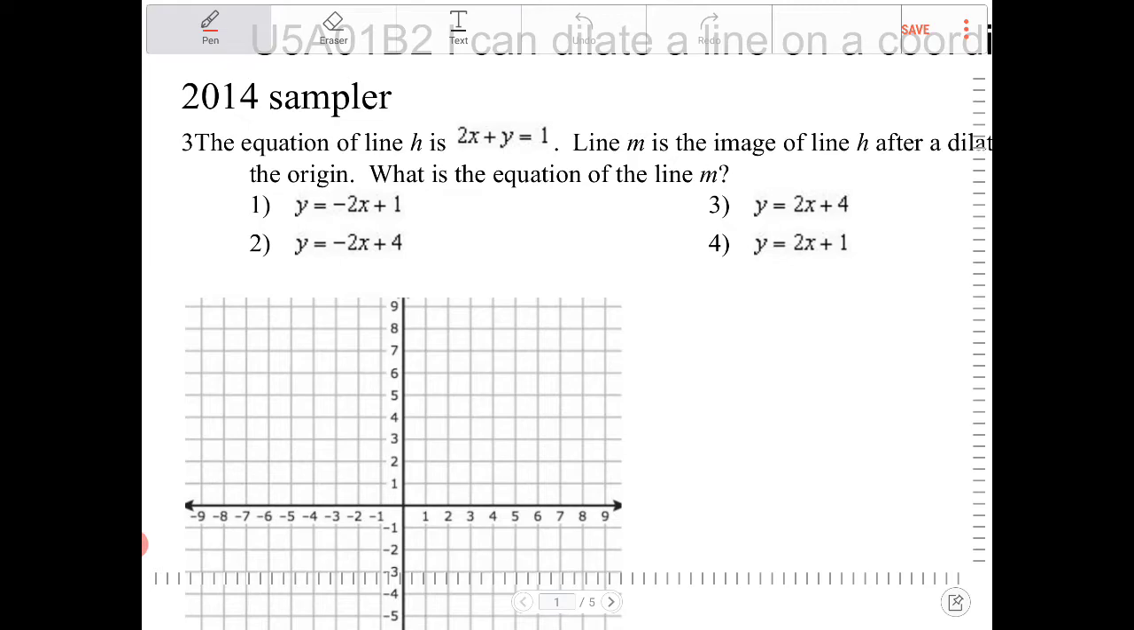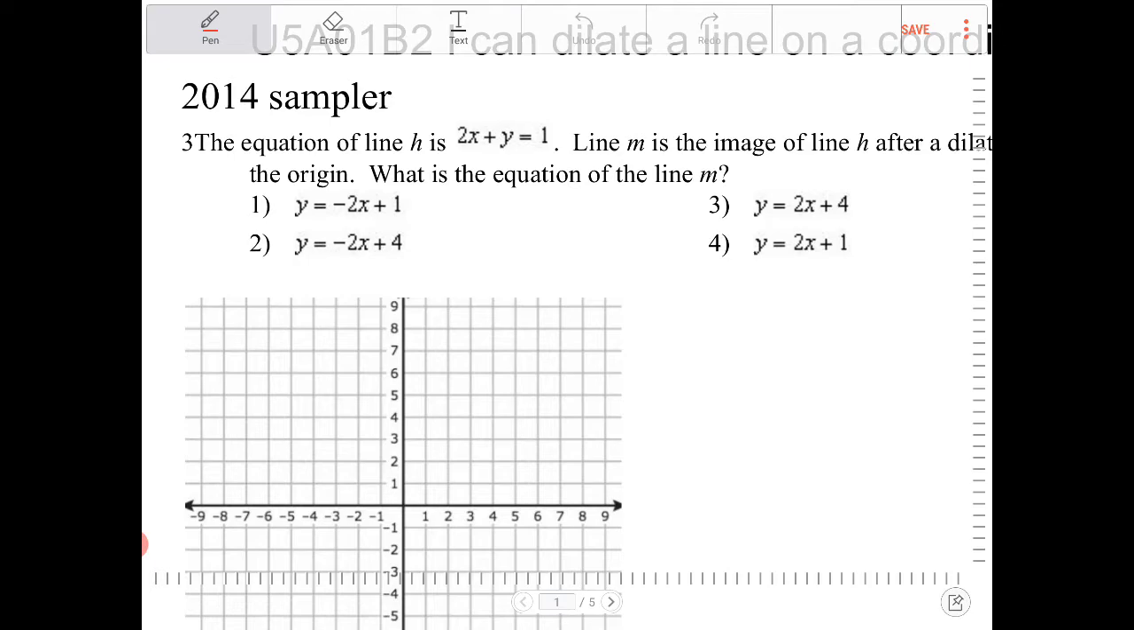So the questions in this exercise are all pulled out of either the Regents or sample Regents that the DOE, that New York State, has issued. So let's take a look at this. This is the 2014 sampler, which was the sample test that they gave in the first year that the Common Core Geometry Regents was published.